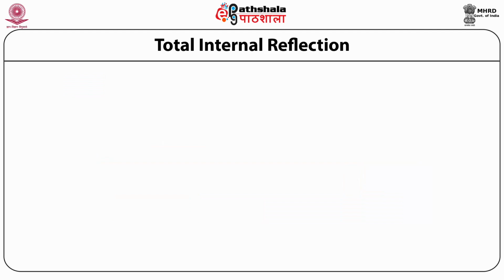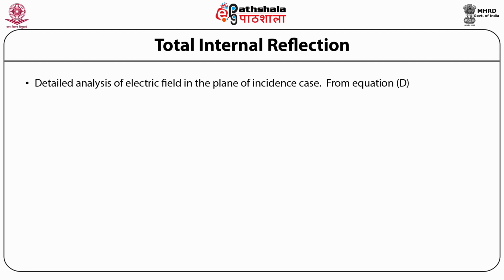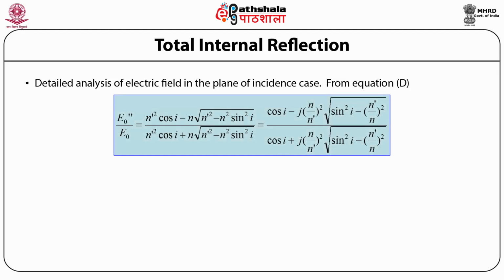Total internal reflection. Detailed analysis of electric field in the plane of incidence. So now let us look at equation D, which represented the case of polarization in the plane of incidence and gave the Fresnel's formula for the ratio of the amplitude of the electric field for the reflected wave to that of the incident wave.